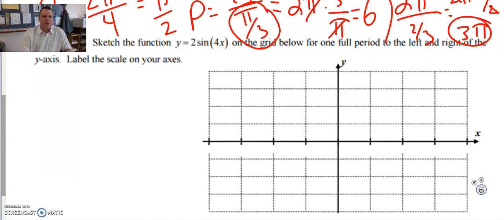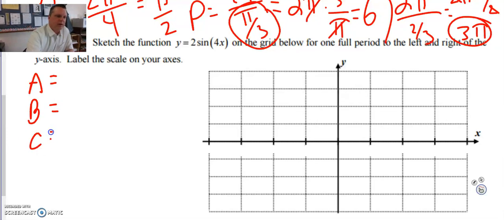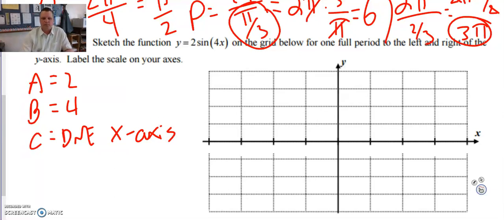Not a problem. All right, so now in exercise 5, we're going to sketch the function y equals 2 sine 4x on the grid below for one full period to the left and to the right of the y-axis. I'm just going to do the right, because like I said, usually it's 0 to 2 pi. So we have to identify what is given, your A, your B, and your C, because that's what we've learned so far. A is 2, B is 4, C does not exist, so that means the x-axis is the midline. Remember, the A tells you how high you go. Since the C does not exist, the x-axis is the midline, that means I go up to 2 and down to -2.